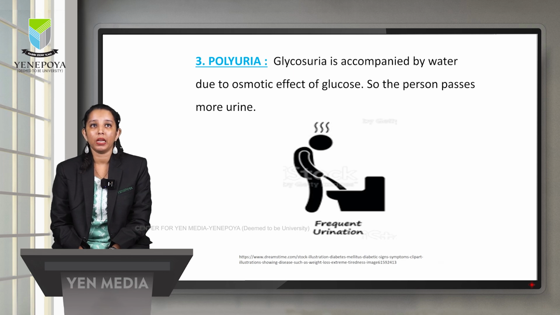Polyuria, it is accompanied by water due to osmotic effect of glucose. So, the person passes more urine.